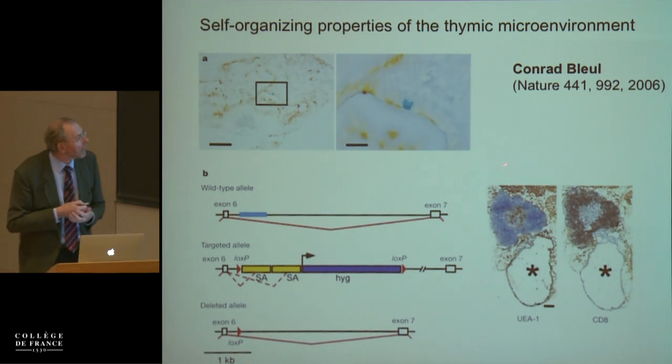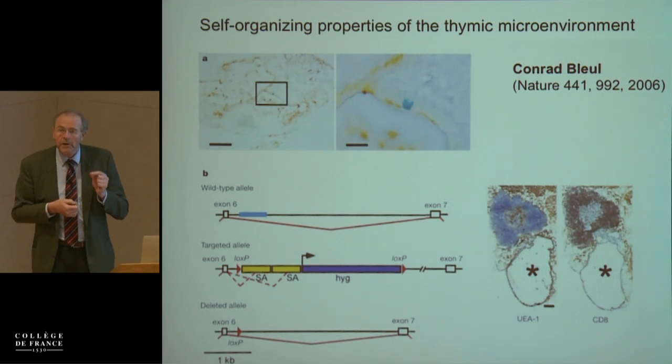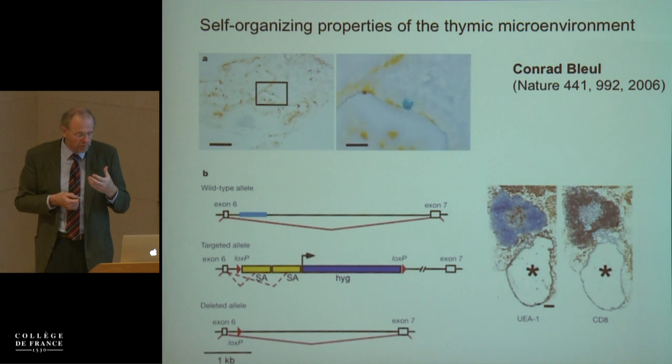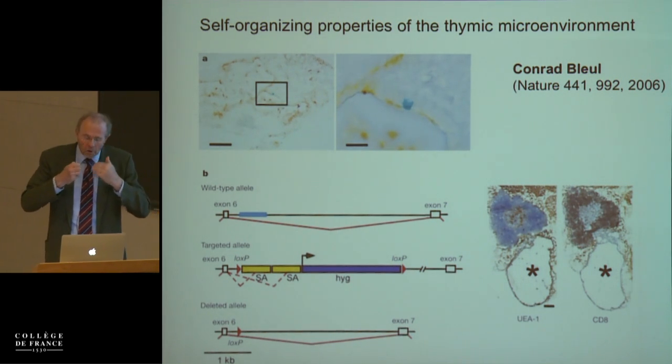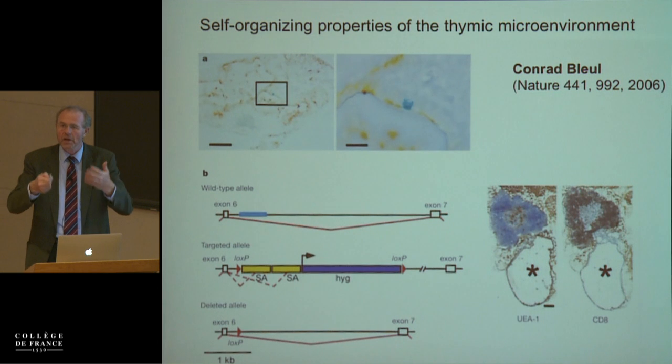And then a little later, Conrad Bleul, again a postdoctoral fellow in the laboratory, decided to test whether FOXN1 is really important and, once returned to a dysfunctional epithelium, can somehow restart the process of thymopoiesis. Because there was a long discussion, which I don't have time to explain to you, whether thymus development can only occur during embryogenesis, and then once it has failed there, cannot restart in later life.